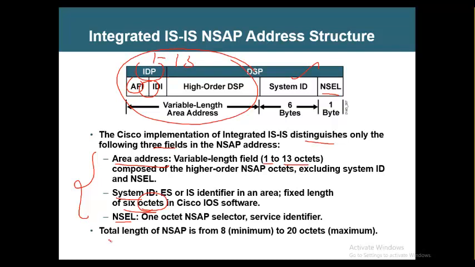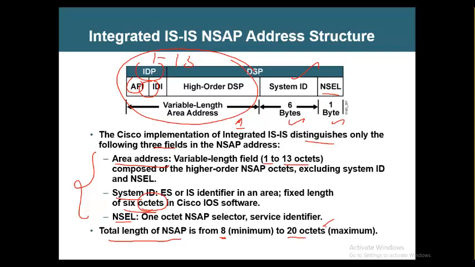Now, the total length of NSAP is from, see, this is 6, this is 7, and the area ID is minimum 1. So totally, it can be from a minimum of 8 bytes to 20 bytes. Byte or octet, both are the same, isn't it? Byte is 8 bits.